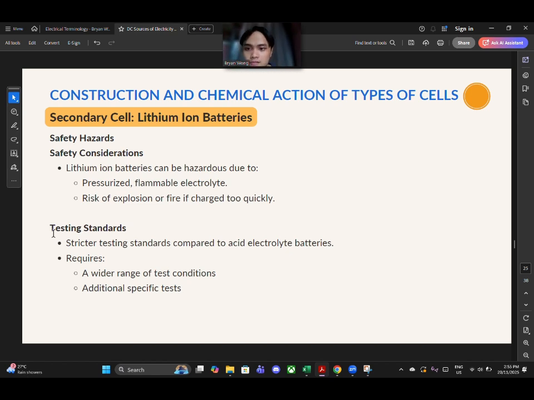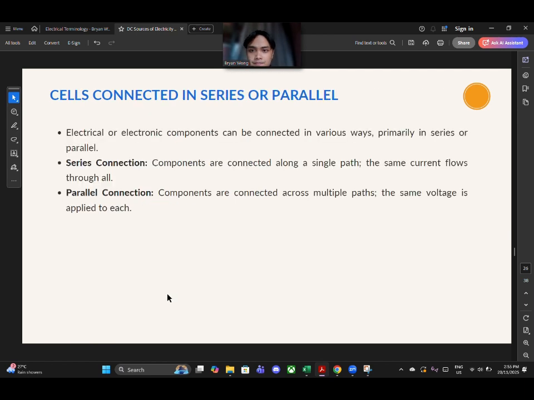For the testing standards, lithium ion batteries have much stricter testing standards compared to acid electrolyte batteries. It requires a wider range of test conditions and additional specific tests. So lithium ion batteries are much more particular compared to the rest of the secondary cell batteries.